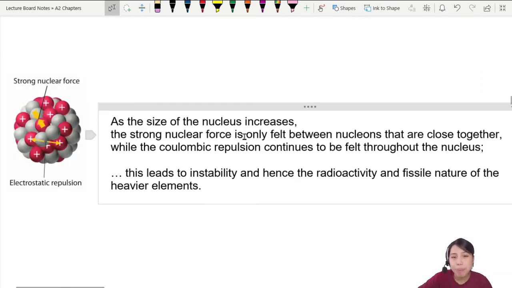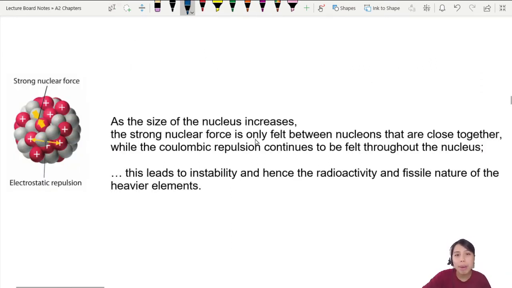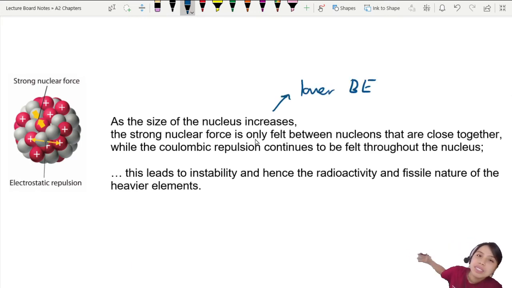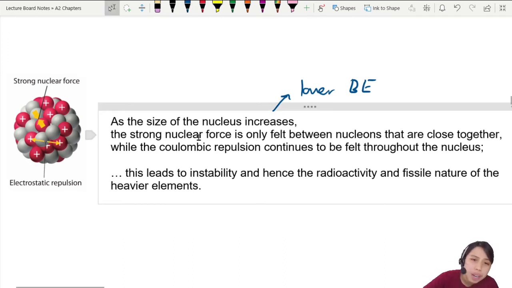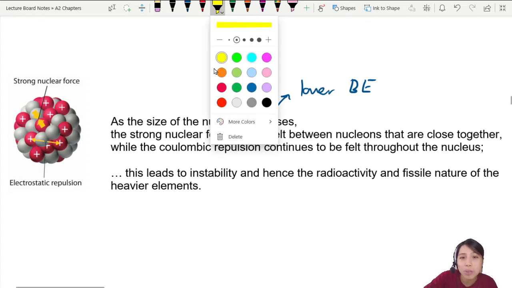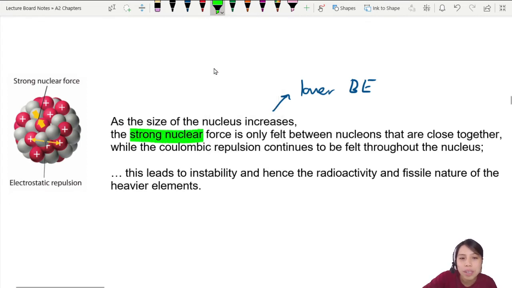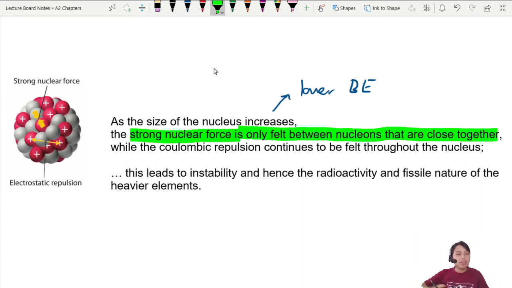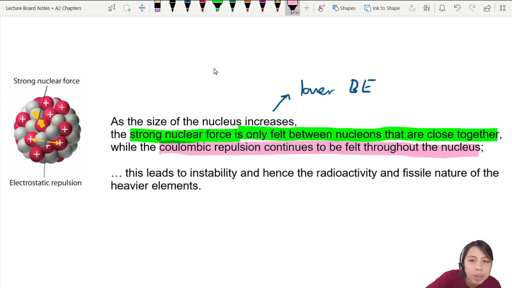And remember, as you get bigger and bigger, you have a lower binding energy. Lower BE for larger nucleus. And that is not very good because the strong nuclear force, which is what we want, that's great, we like the strong nuclear force, is only felt between nucleons that are close together. If your nucleus is so big, you can only feel your neighbors. But the Coulomb repulsion force continues to be felt throughout the entire nucleus. So you are repelling everybody in the nucleus, but with the strong nuclear force, you only attract your neighbors.